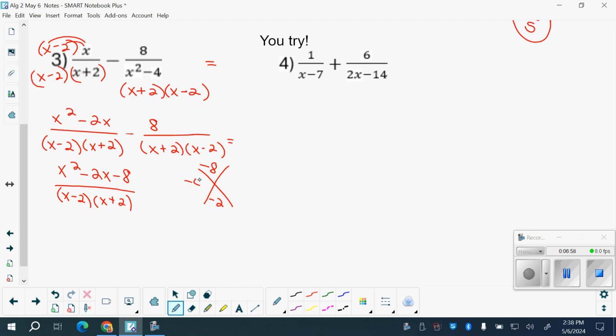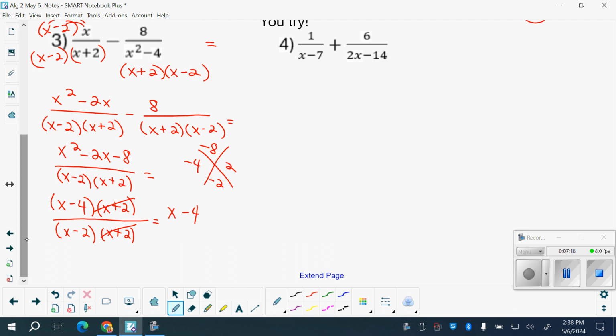Yep, negative 4, positive 2. This is x minus 4, x plus 2, and then what cancels? Yep. It's x minus 4 over x minus 2. Why can we not cancel, say, those x's or a 2 out of the 2 and 4? That's right, it's not multiplication. It has to be multiplication.